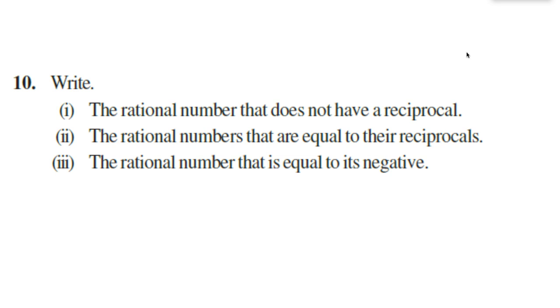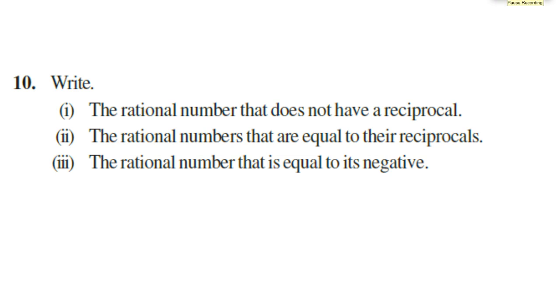The rational number that is equal to its negative. The negative of a number and the number both are equal. Which one will it be? Yes, of course it will be 0. 0 is neither positive nor negative. So we can say 0 is equal to its negative.